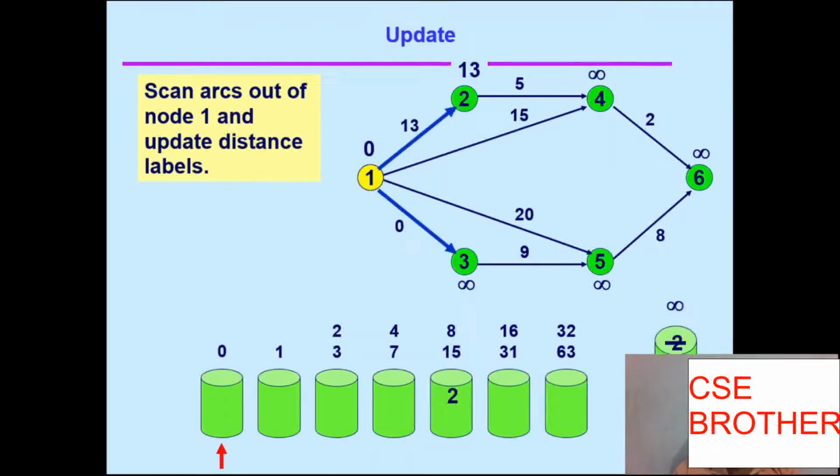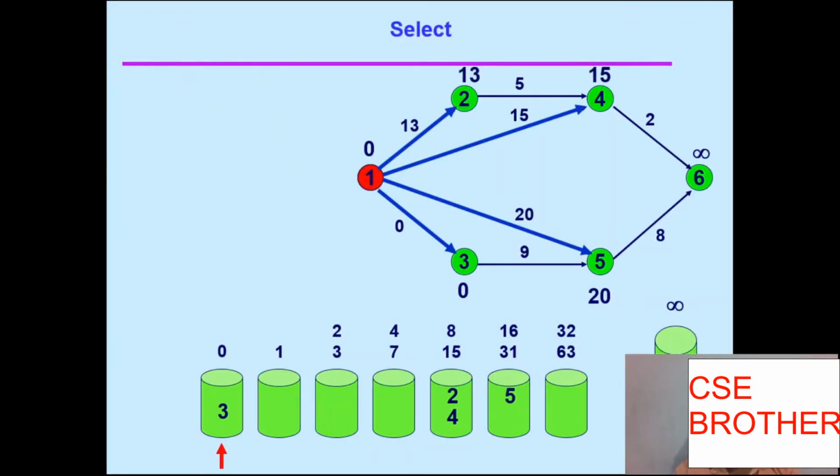Similarly with the third, the distance will be updated instead of infinity. As its distance is 0 from the first to the third, the third node will be kept in the 0th bucket and removed from the infinity bucket. Similarly with the fourth, 15 is written and it will be kept in the 8 to 15 bucket. Similarly with the fifth, it will be kept in the bucket ranging from 16 to 31. The sixth node will be kept as it is, as we cannot directly go from the first node to the sixth node.